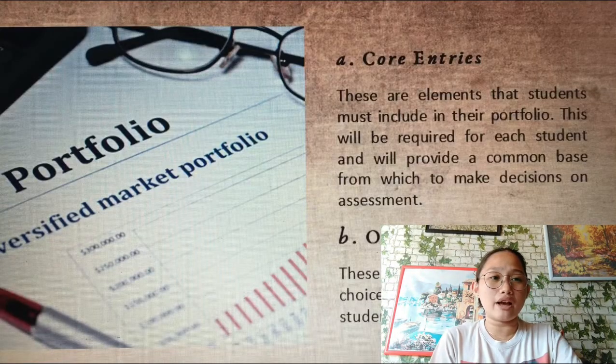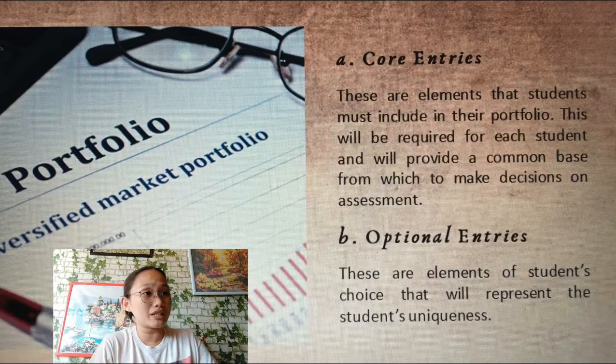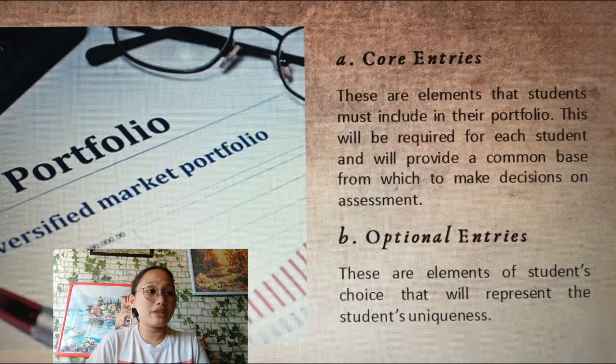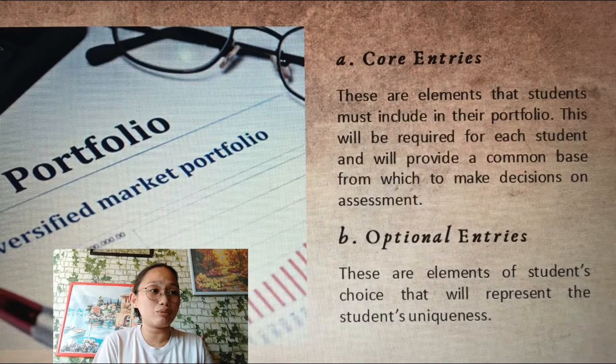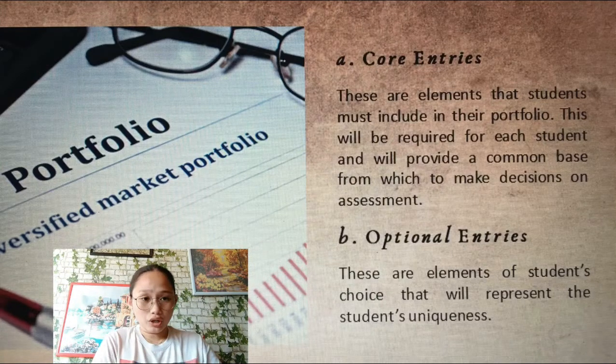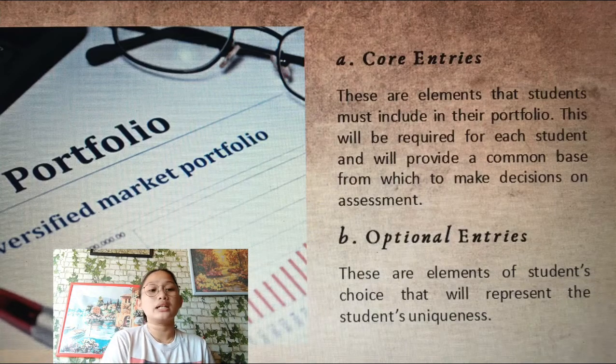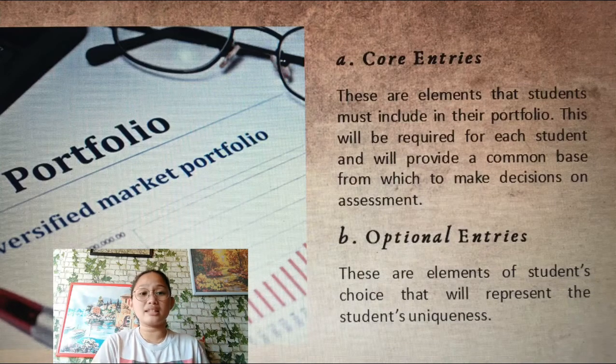So let us first discuss the core entries. These are elements that students must include in their portfolio. This will be required for each student and will provide a common base from which to make decisions on assessment. Next is the optional entries. These are elements of students' choice that will represent the student's uniqueness. So in short, core is the items students must include, while optional is the things of students' choice.